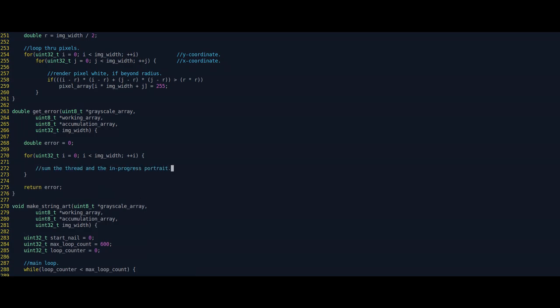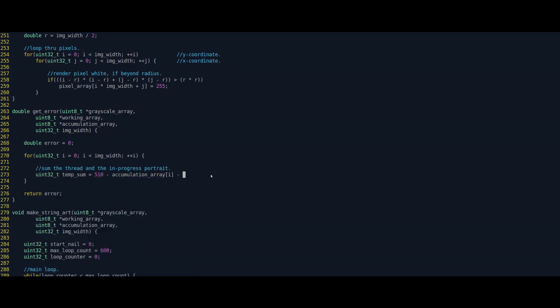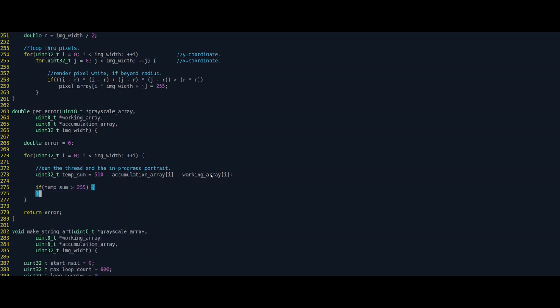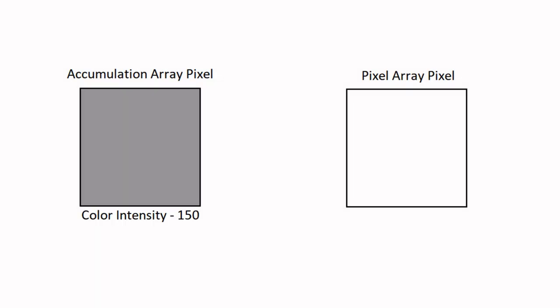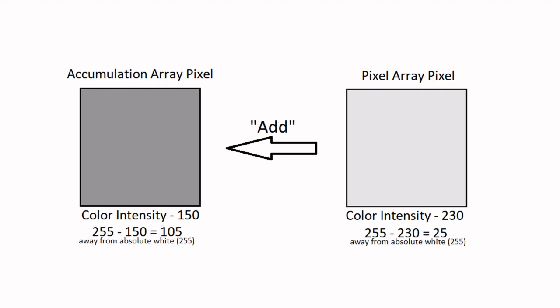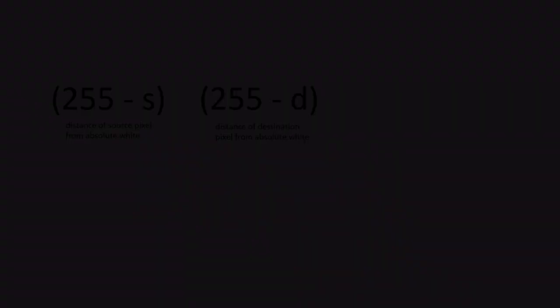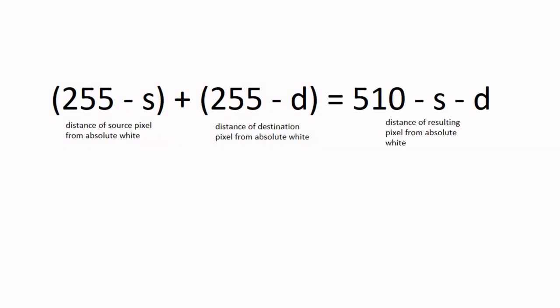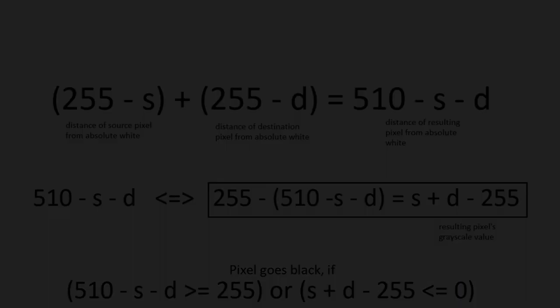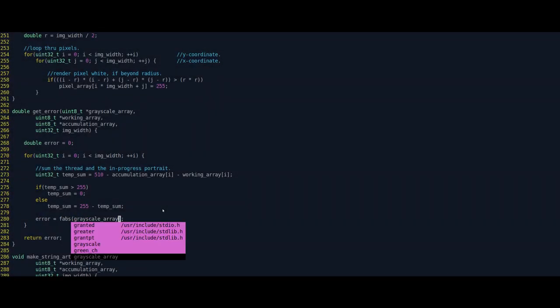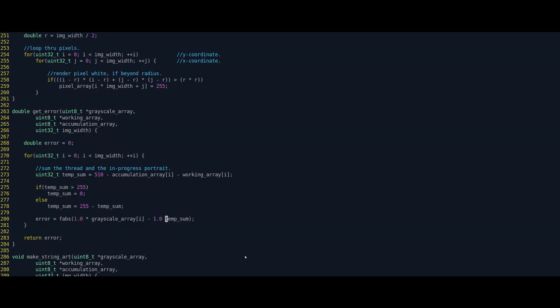So here we start a loop to go over the arrays. Inside it, first we add the corresponding pixel of the working array to that of the accumulation array. I have talked about how to do that in detail in part 4 of this series, where I've explained how adding pixels of one image to another works in the context of superimposing threads on top of each other. I highly recommend you take a look at that if you are not able to follow what's going on in here.